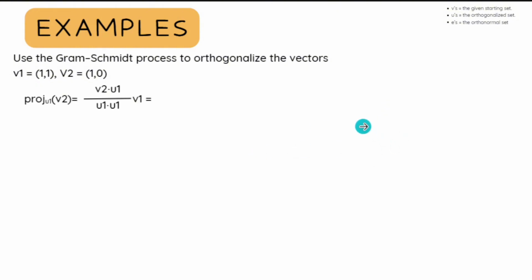So, for the second vector, we're going to remove the part of V2 that lies in the direction of the U1 para hindi sila mag-intersect. This is done using the projection. So, this will be the equation for the projection.